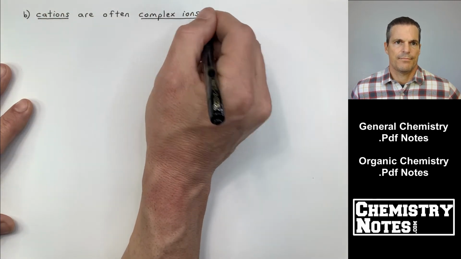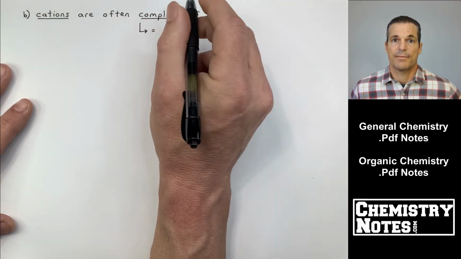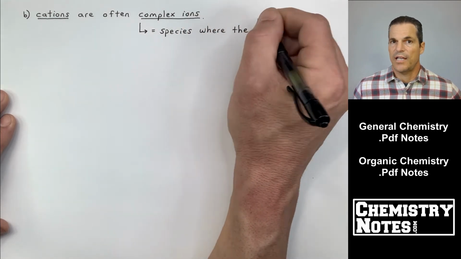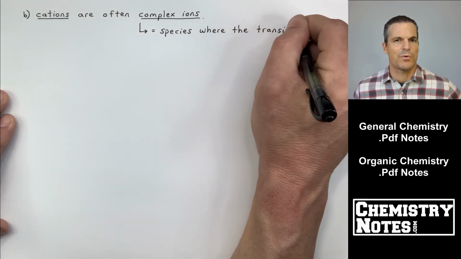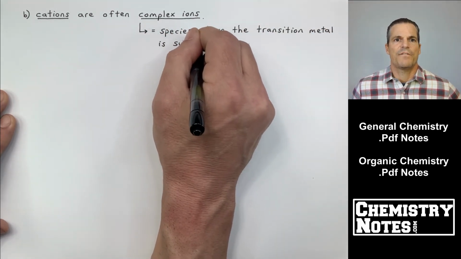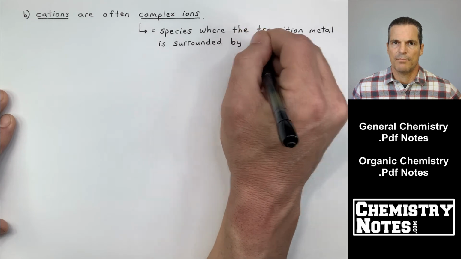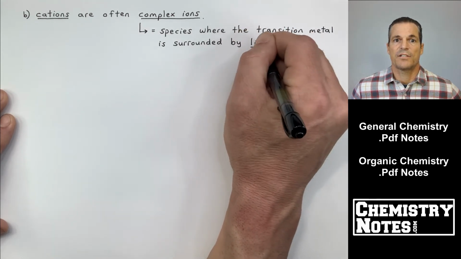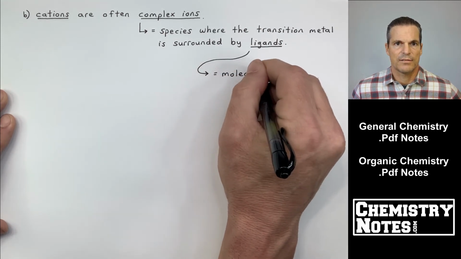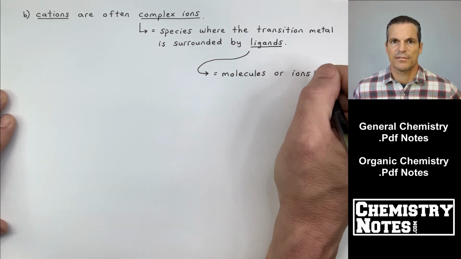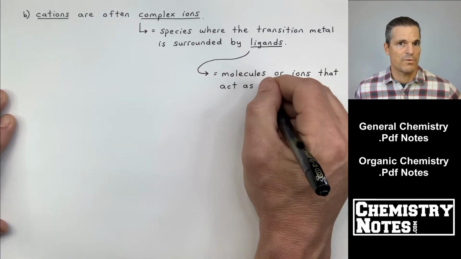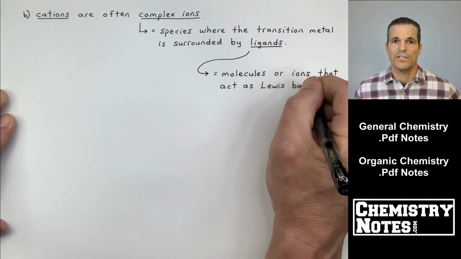Second, B, cations, right? That's the positive ion. Cations are often complex ions. Now we've almost reached the 10-minute mark. This is where it might be a little bit new. Hopefully it's new. So what is a complex ion? Complex ions are species where the transition metal is surrounded by ligands. It's attached to things. What are these things that you're referring to as ligands? I've never heard this term before. Ligands need their own definition.